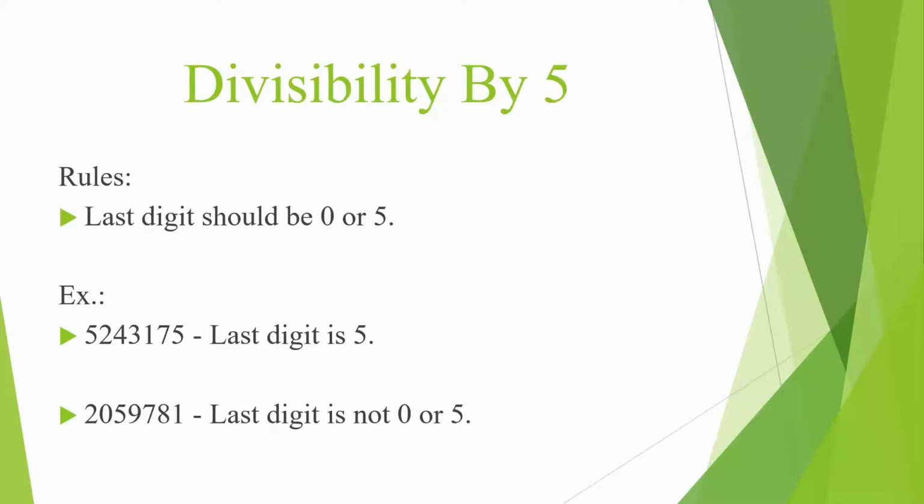Let us consider the number 5. Divisibility rule for 5: the last digit should be either 0 or 5. If it is 0 or 5, then the number is divisible by 5. Let us consider this example, 5,243,175. Here, as the last digit is 5, this big number is also divisible by 5.